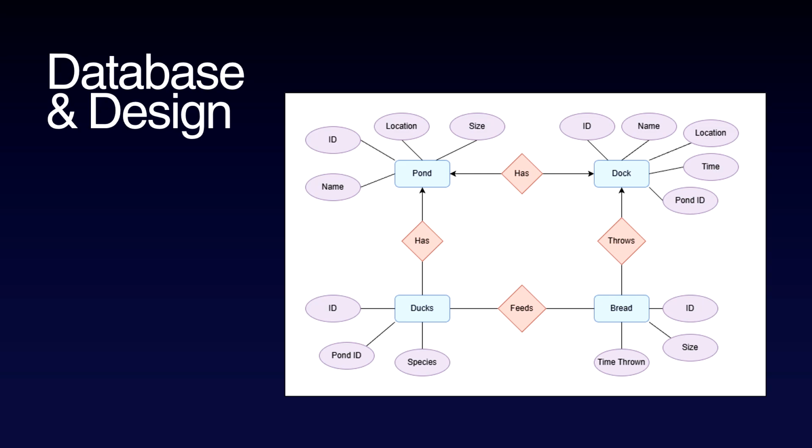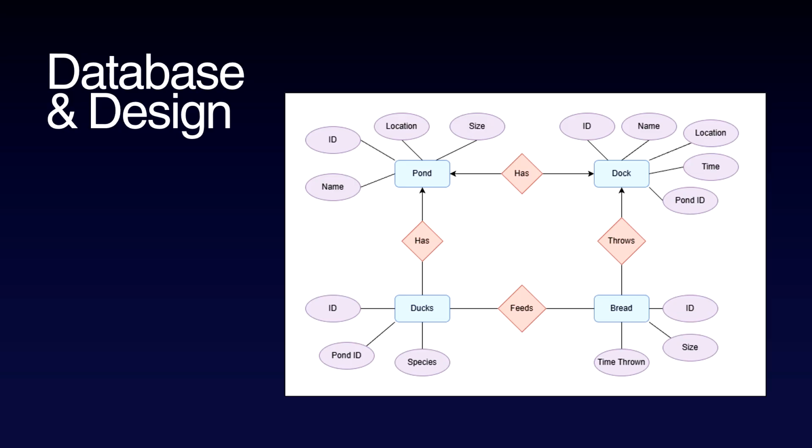For our database design, we have a pond that has the attributes of name, ID, location, and size. We have a dock with ID, name, location, time, and pond ID. Then we have pieces of bread that have ID, size, and a time. And then we have our ducks that have an ID, the pond ID, and the species.